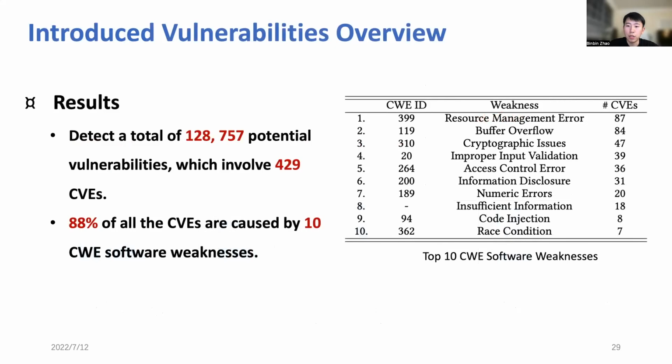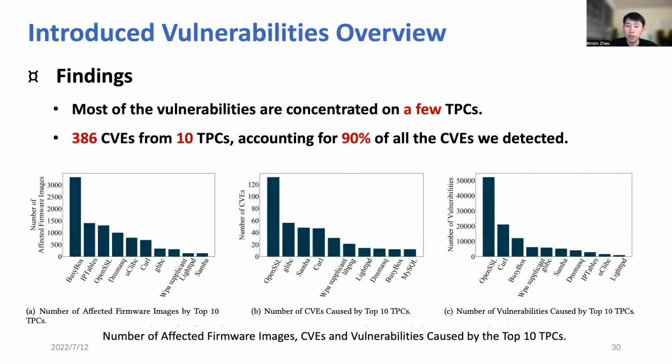We then search the corresponding vulnerabilities in our database. We find a great number of potential vulnerabilities introduced by 429 CVEs, and 88% of the CVEs are caused by 10 CWE software weaknesses. According to the result, we also have some findings. First, we find that most of the vulnerabilities are concentrated on a few third-party components, and 386 CVEs are from 10 TPCs, accounting for 90% of all the CVEs we detected.